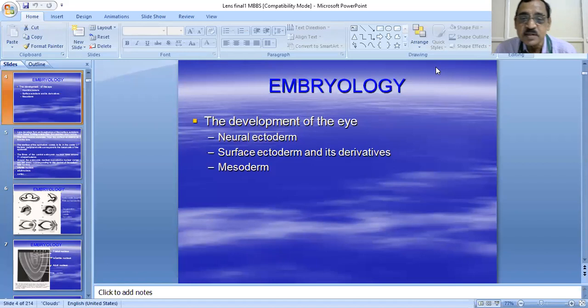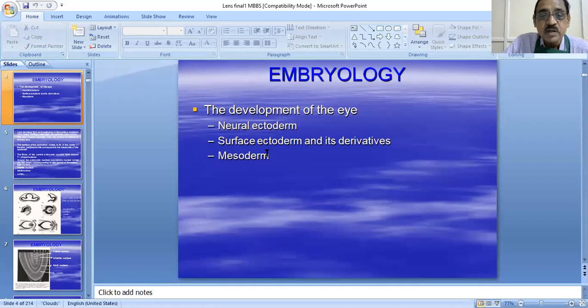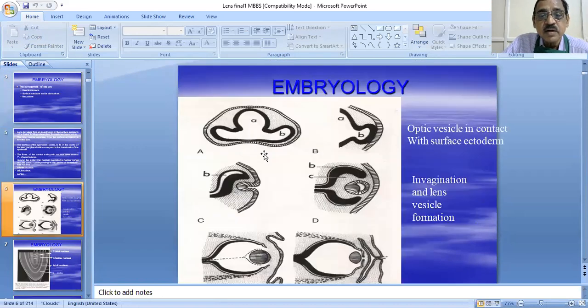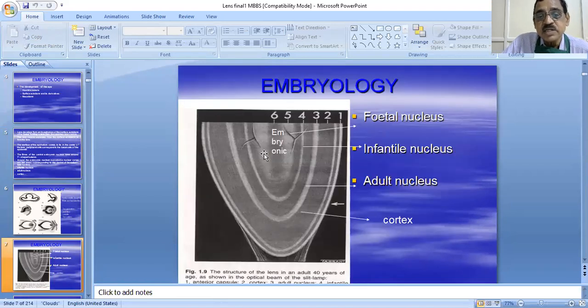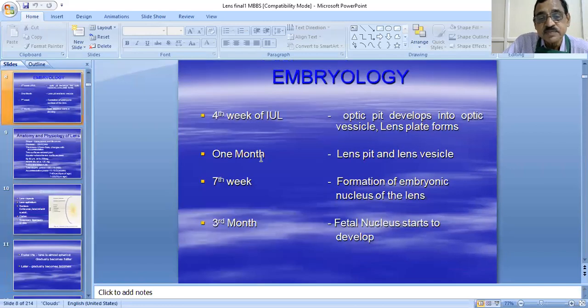Morning, students. In the last class, we saw the embryology of the lens. I told you that the development of the lens is from neuroectoderm, surface ectoderm and its derivatives, and mesoderm. We have shown you all these diagrams, and this is the embryology of the lens. It contains the capsule and also the cortex, adult nucleus, infantile nucleus, fetal nucleus, and finally the embryonic nucleus.